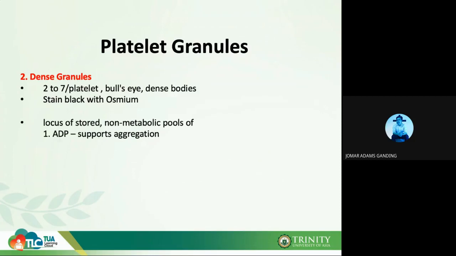So the dense granules is actually a location or a locus for storing your non-metabolic pools, non-metabolic substances like your ADP, that would support your aggregation, and your ATP that is being used in the detection of your lumi aggregometry. Okay, in your lumi aggregometry.